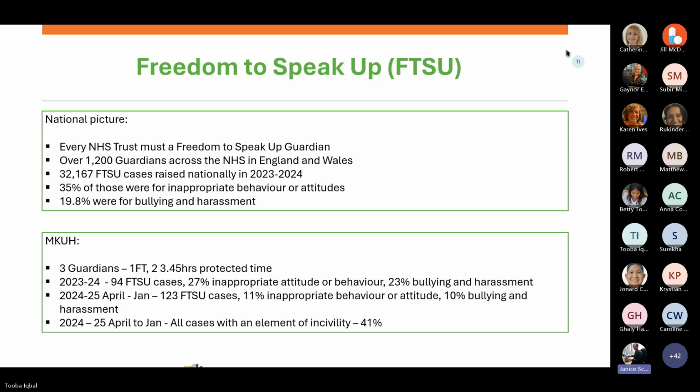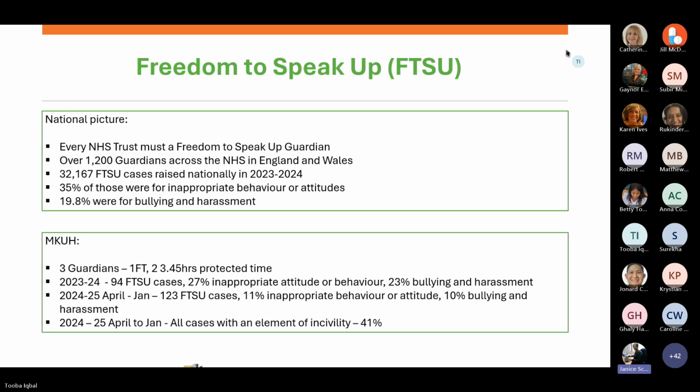At Milton Keynes Hospital, we have 3 guardians, 1 full-time and 2 with protected time, and we also have 9 champions. I'm going to put a call out if anybody's interested, and I'm sure we can work around it if we want to do a nomination scheme, but I think it's better if people apply to be a Freedom to Speak Up champion if they have that desire and want to do it. So more than happy to support that.